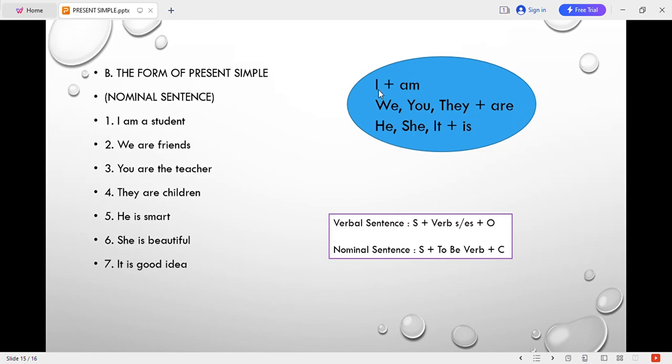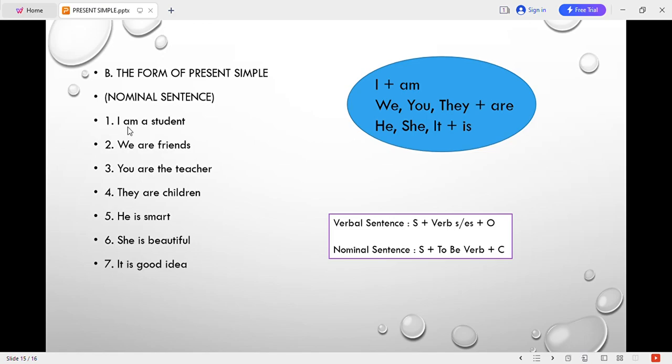If the subject is I, you have to put the to be verb am. I plus am. I am a student. If you find the plural subjects we, you, they, you have to put the to be verb are, because they are plural subjects. I always put plural subjects here, but I is different.